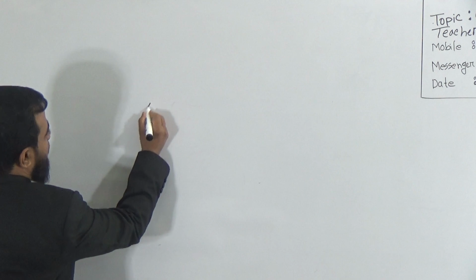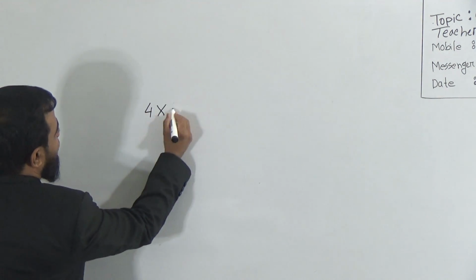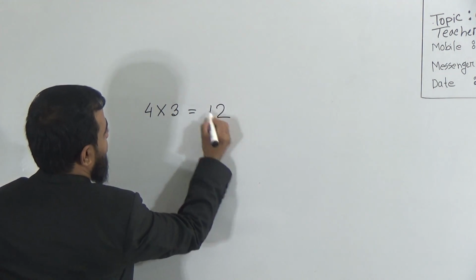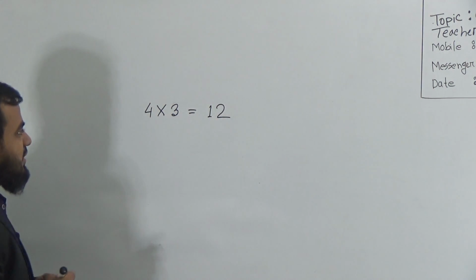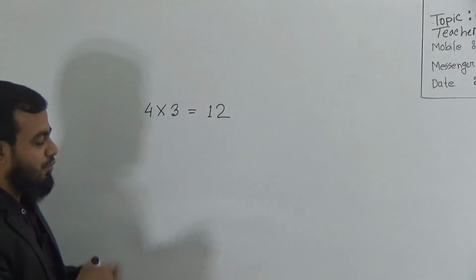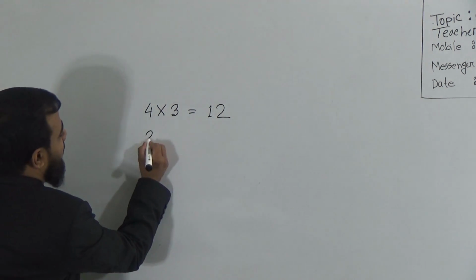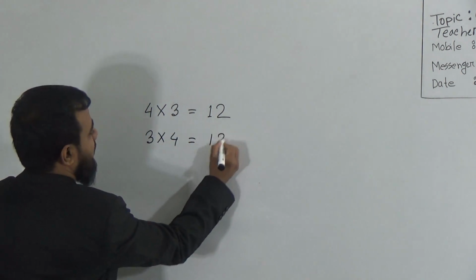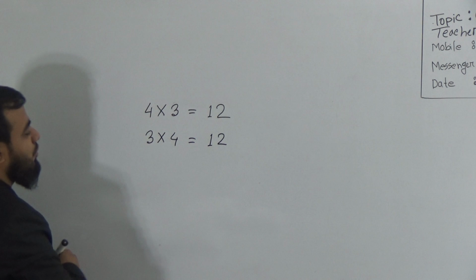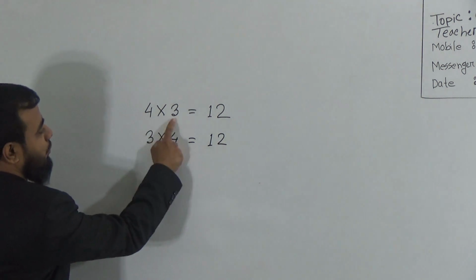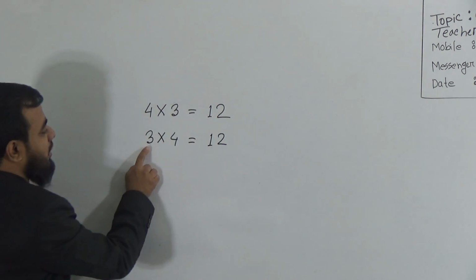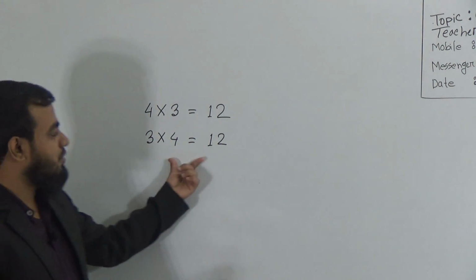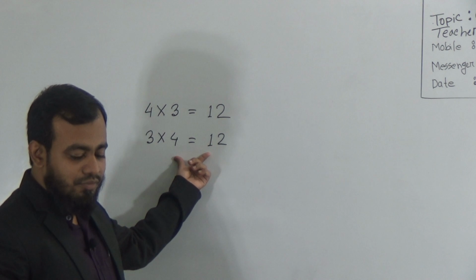Commutative law: suppose 4 multiplied by 3 equals how much? Equal to 12. Now if we exchange the multiplicand and multiplier positions, that means if we multiply 3 by 4, we will get how much? We will get 12 again. That means when we multiply 4 by 3, we get 12, and when we multiply 3 by 4, we get 12 again. That means multiplication contains the commutative law.